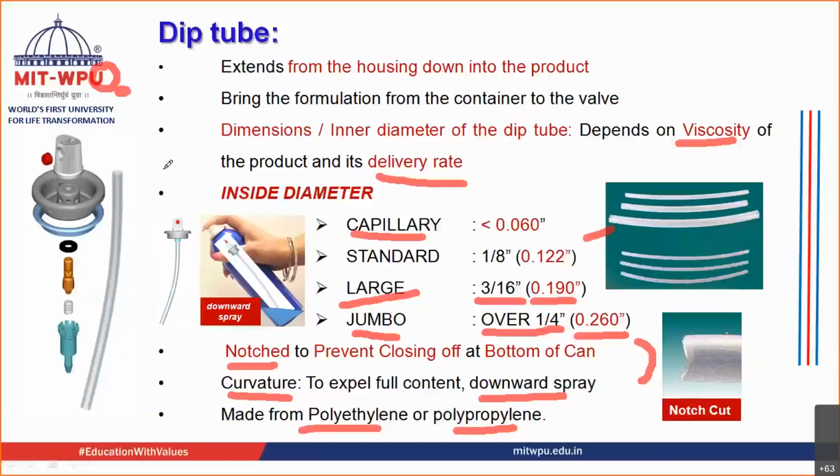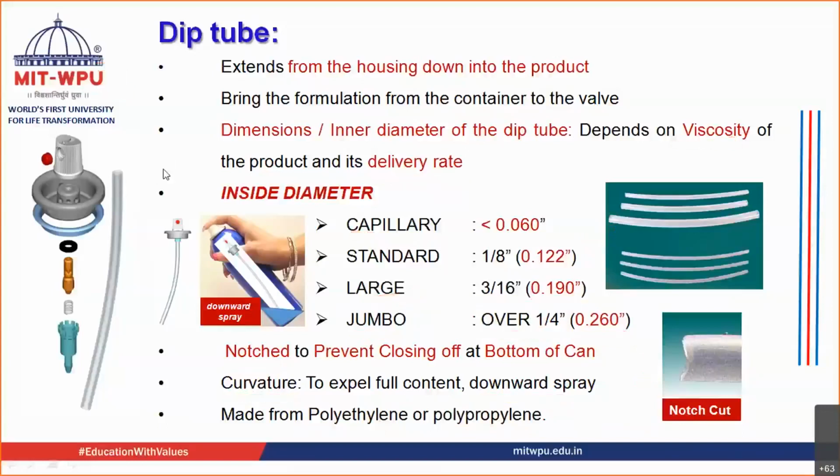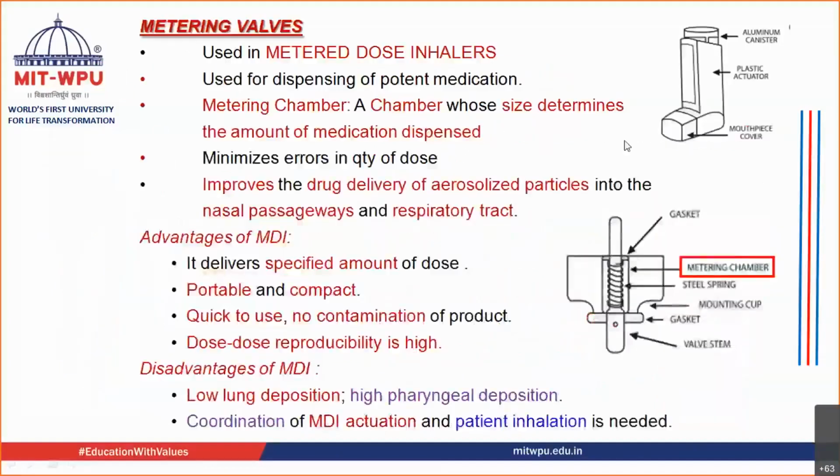Moving ahead with the metering valves. Up till now we have seen the parts of the valve. These parts of the valve are for continuous spray. I told you there are two types of spraying system. You have the continuous spraying system, whereby once you press the actuator, the material starts flowing out in a continuous fashion.